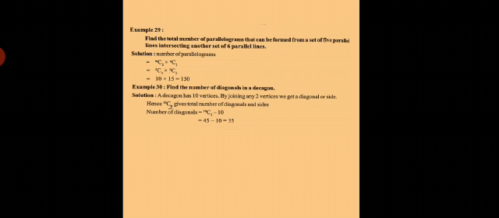Another important example is to find the number of diagonals in a decagon. So a decagon has 10 vertices. By joining any 2 vertices, we get a diagonal or a side. Hence 10C2 gives us the total number of diagonals and sides. Therefore the number of diagonals is equal to 10C2 minus 10. 10C2 is nothing but 45, minus 10, which is equal to 35.